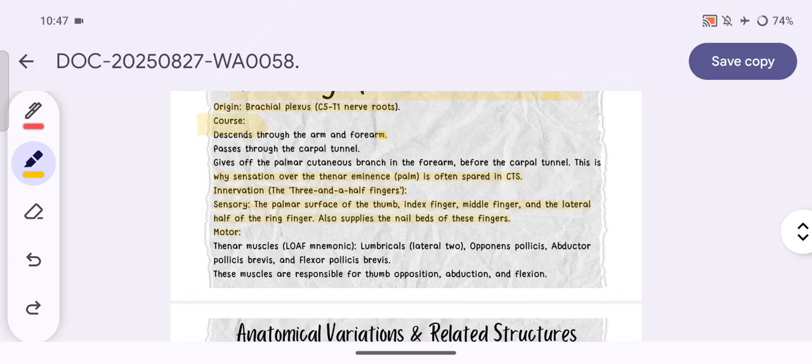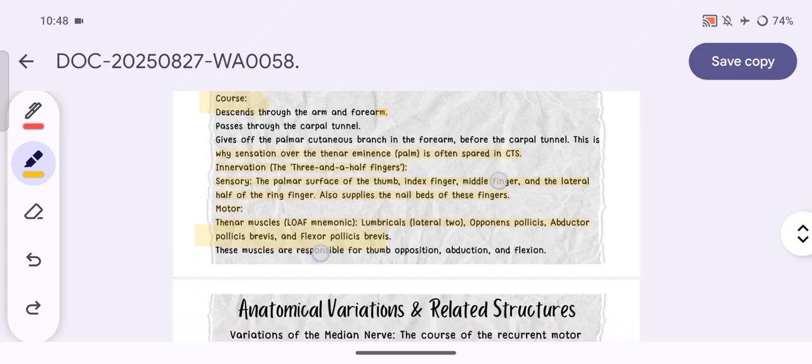The motor function: thenar muscles. You can use the mnemonic LOAF. L for lumbricals, the lateral two; O for opponens pollicis; A for abductor pollicis brevis; and F for flexor pollicis brevis. These muscles are responsible for thumb opposition, abduction, and flexion.